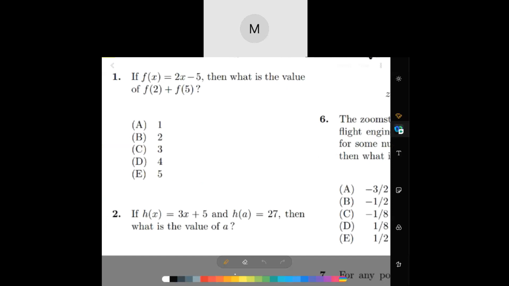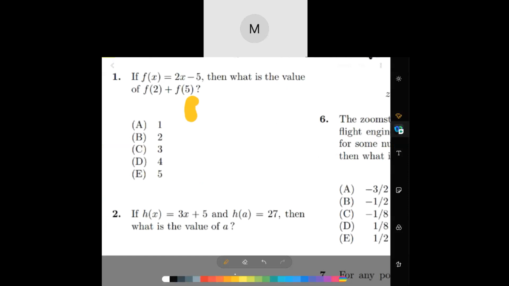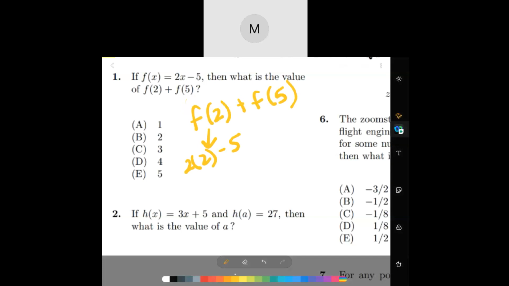So our first question says f of x is 2x minus 5. What's the value of f of 2 plus f of 5? Pretty simple here. All right, so f of 2 plus f of 5 is the question. f of 2 is 2 times 2 minus 5, and that would become negative 1. That's 4 minus 5, or negative 1.